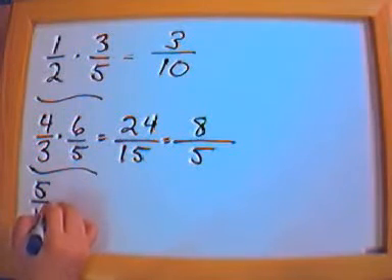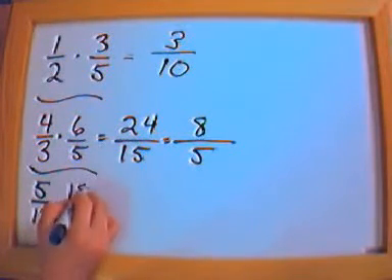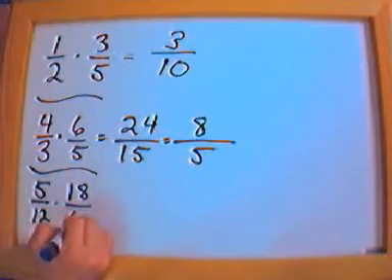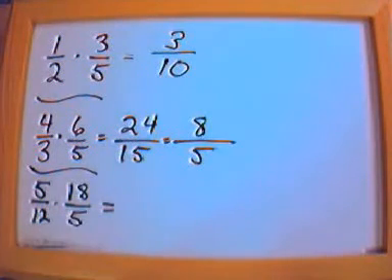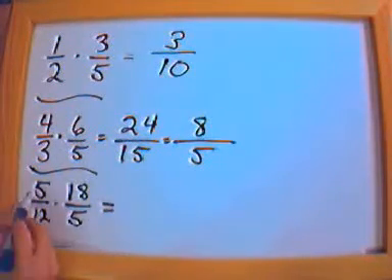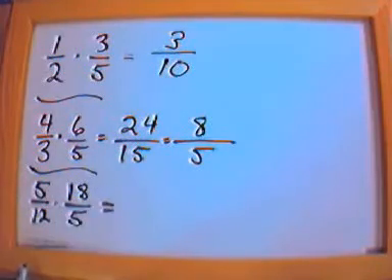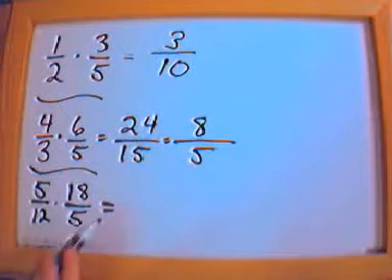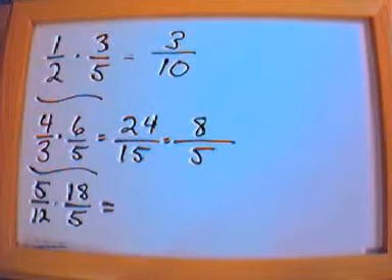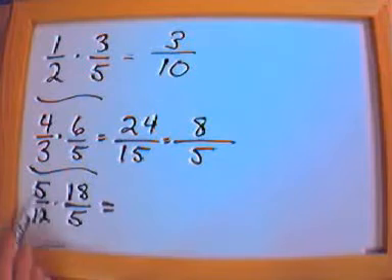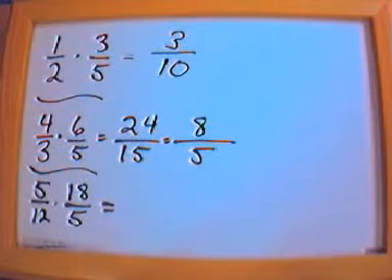And just picking more examples. 5/12 times 18/5. Now I'm going to teach you a couple tricks along the way here. We could multiply 5 times 18, and we can multiply 12 times 5, and that's 60, and we'll put that on the bottom. And then we could try to reduce that fraction. That makes a great amount of sense. But we need to learn to think about what the fraction's doing here. You notice there's a 5 here that's common to both of these things.